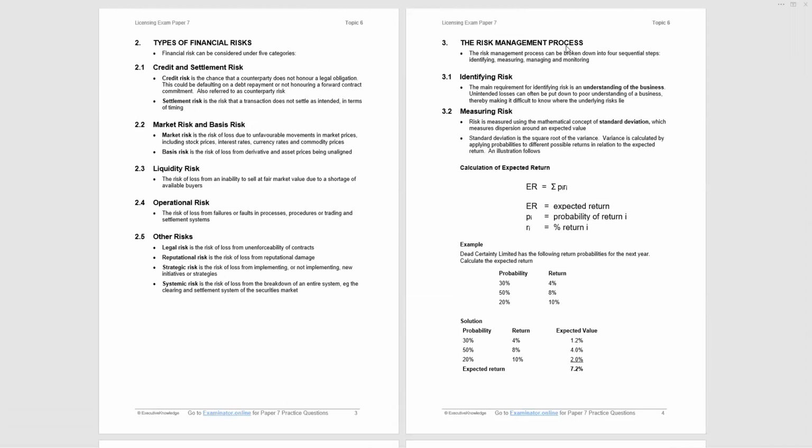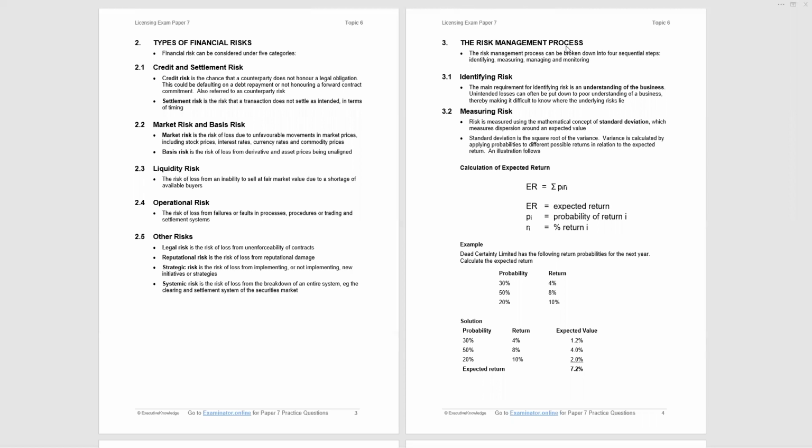Credit and settlement risk. Credit risk is the risk of not being paid by a counterparty, and it's also referred to as counterparty risk. Settlement risk, similar but slightly different. The risk that the transaction does not settle as intended when you expected. So if you are expecting a transaction to settle and you're going to receive money, for example, and it doesn't settle on time, that could give you cash flow problems. So credit and settlement risk we bind together.